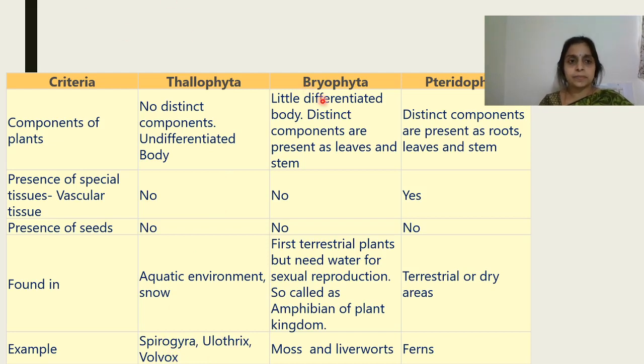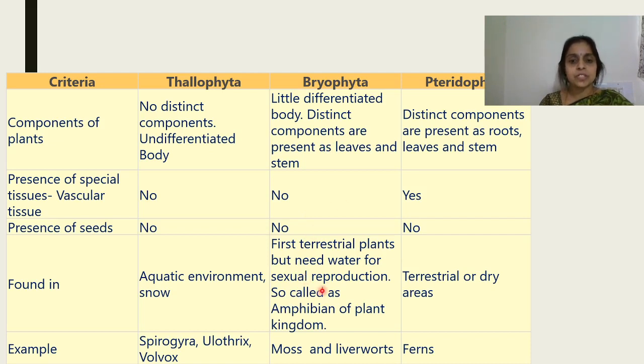Coming to bryophyta. Bryon means moss or liverwort. They have little differentiation of their body, so there is no true differentiation. Distinct components like leaves and stem are present. There is no true vascular system, and they don't produce seeds.